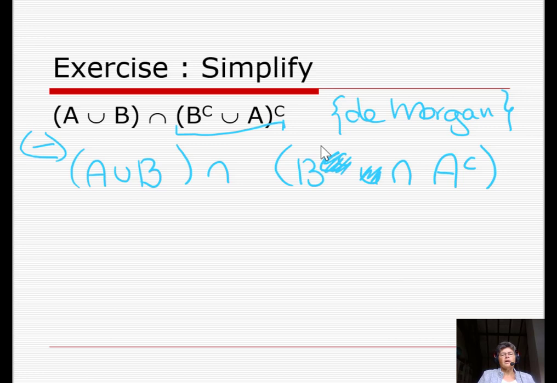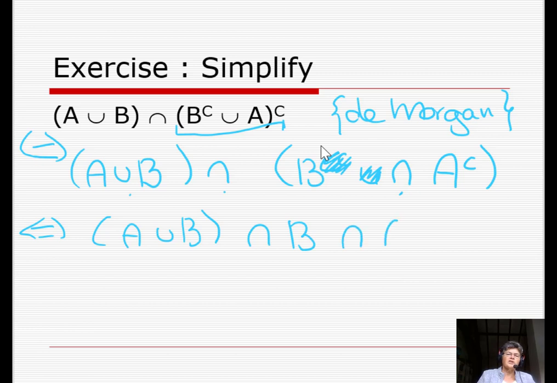Okay, then if we look at this exercise, we see a union here, an intersection and an intersection. So that means that we can also write this as A united with B, intersected with B, intersected with A complement, because the order is not important, whether I first do B intersected with A complement or I first do this first intersection. And what law are we applying now? That is the associative law.